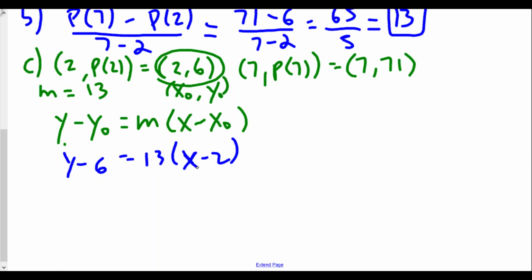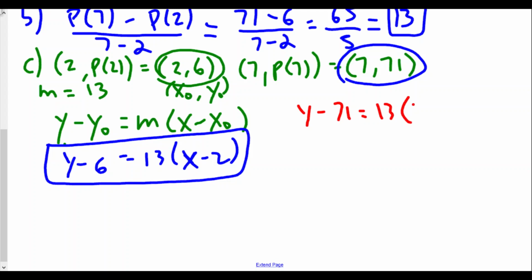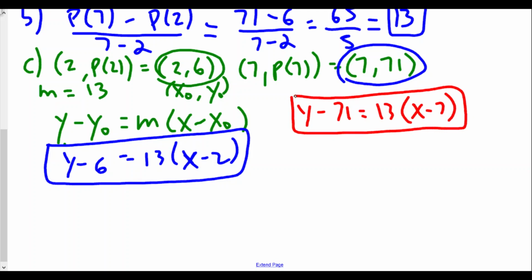And this would be enough for the equation of our line. Now, if you want to use this point here, 7, 71, again, the same technique, we would have y minus 71 is equal to 13 times x minus 7. And this would be an okay equation to use as well. Both are fine.